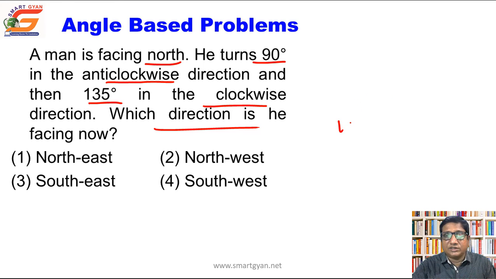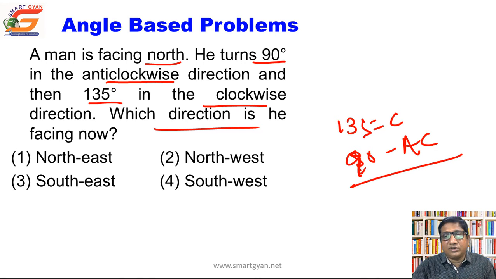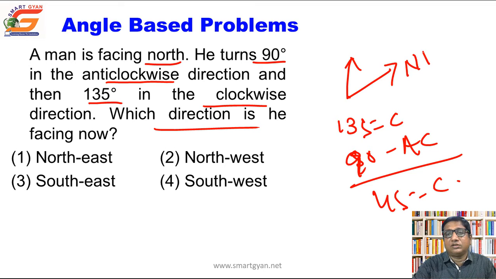135 degree clockwise, then 90 degree anti-clockwise. So, we have to find only the difference, that is 45 degree clockwise. A man is facing north. When one is facing north and takes 45 degree clockwise, then man will face northeast. This is north, so this is 45 degree clockwise. 45 degree clockwise will be northeast. So, your answer will be choice 1.